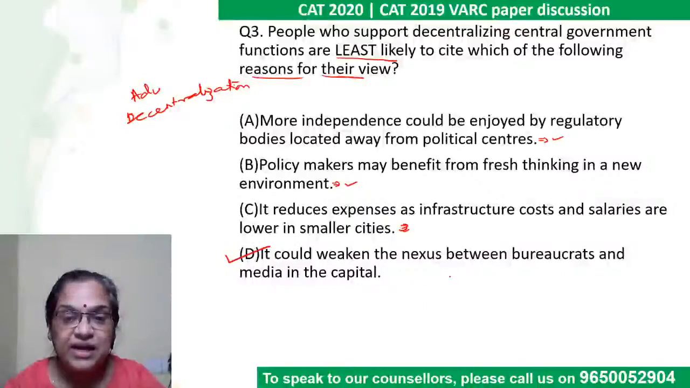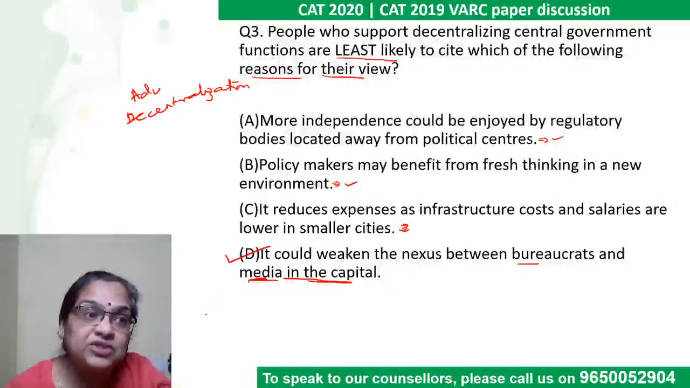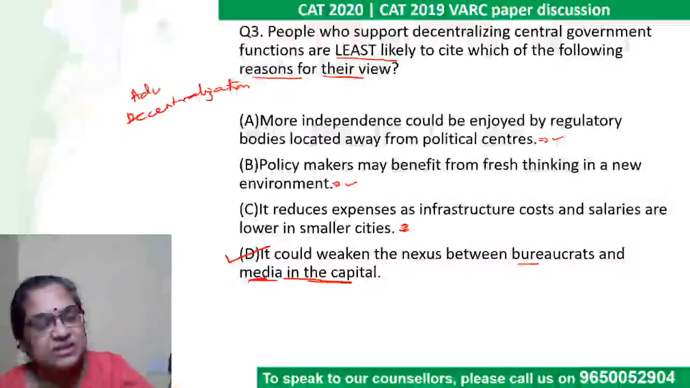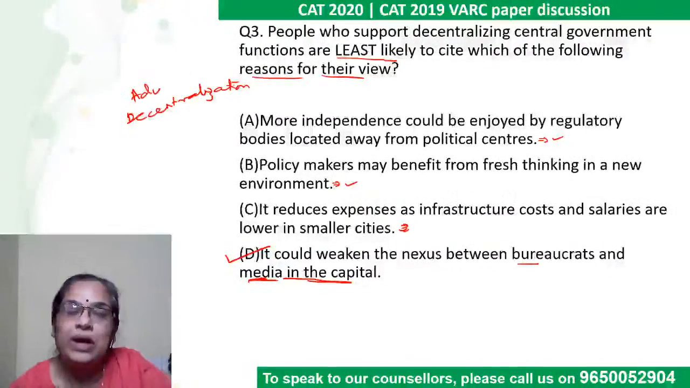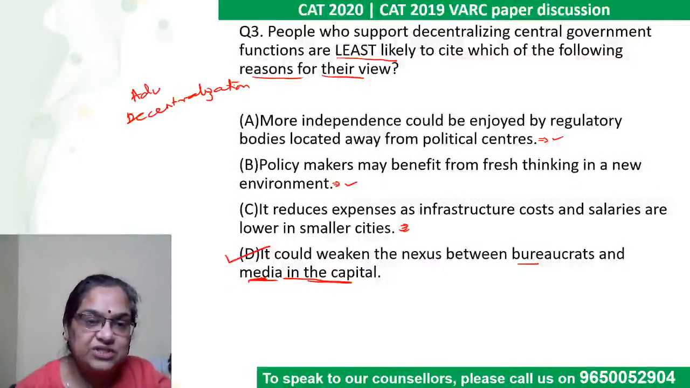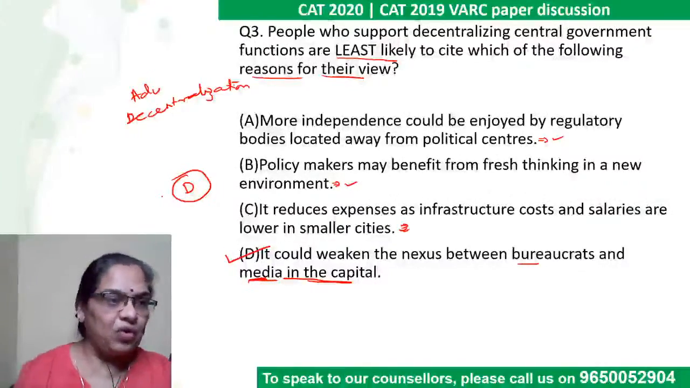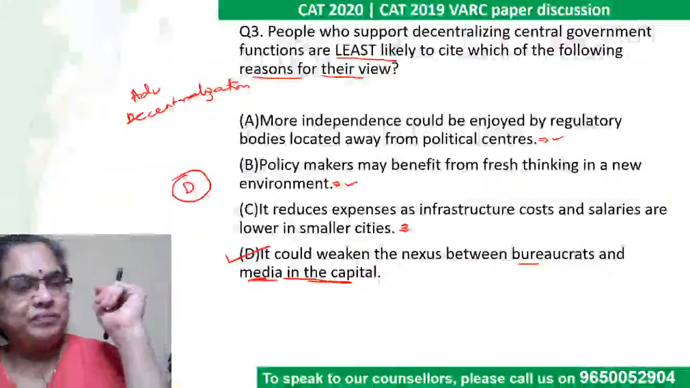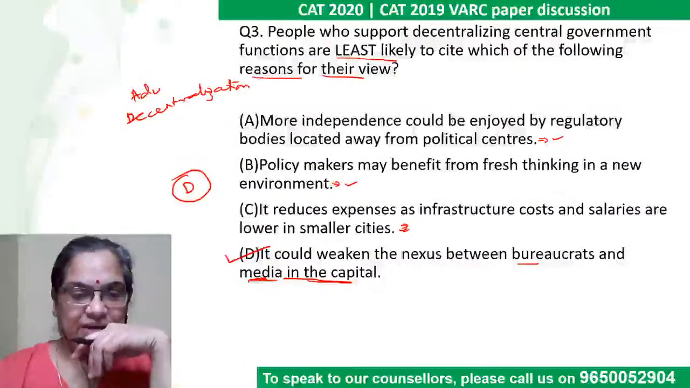It would weaken the nexus between bureaucrats and media in the capital. He has actually said in the capital the media is alert, therefore there is no corruption. But when you move to the remote places, the bureaucrats sit in the cities and they would not look at people in power in the remote cities. So D is something that the author is not likely to say. Got it? Therefore answer for 3 is D. Got it? Did you understand why it is D? All of you? Okay? All right. Good.